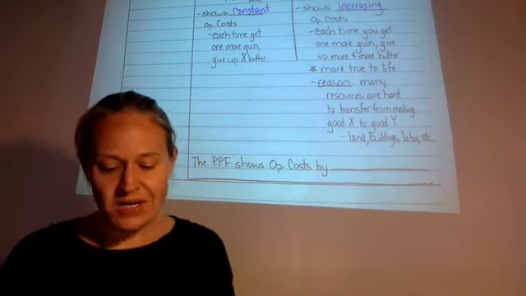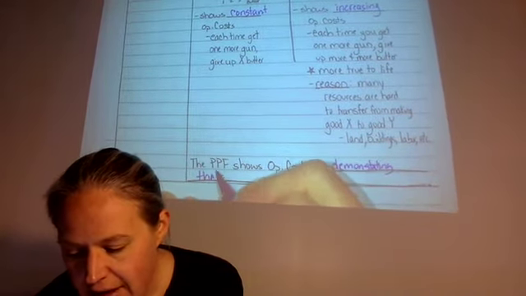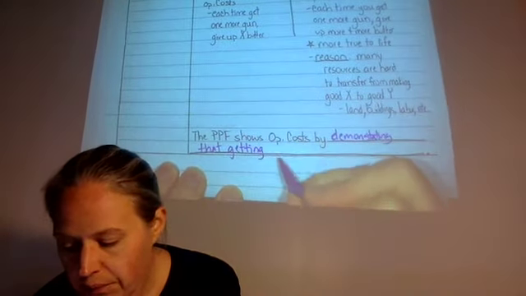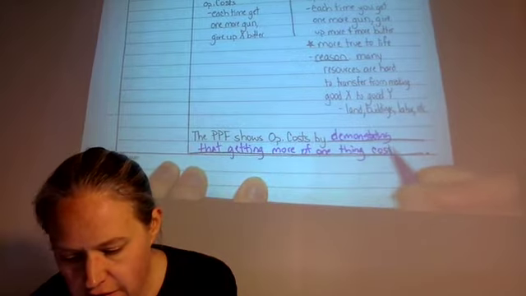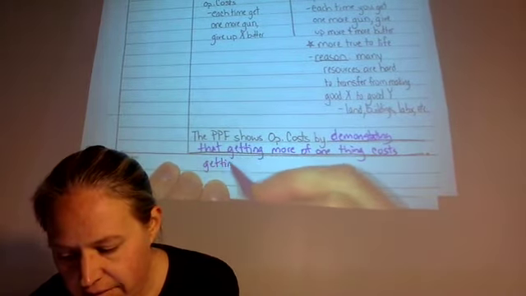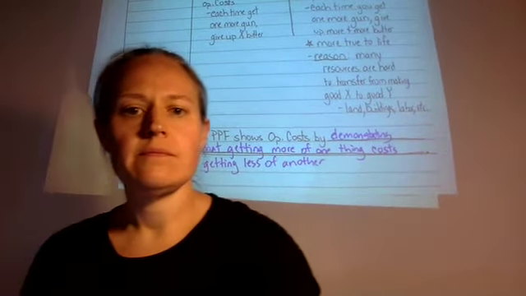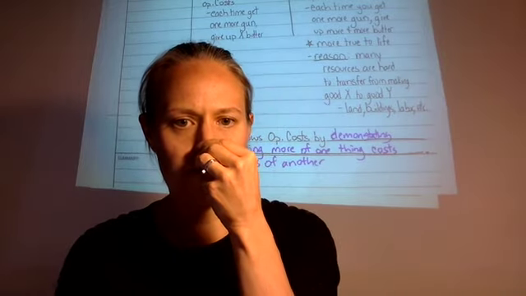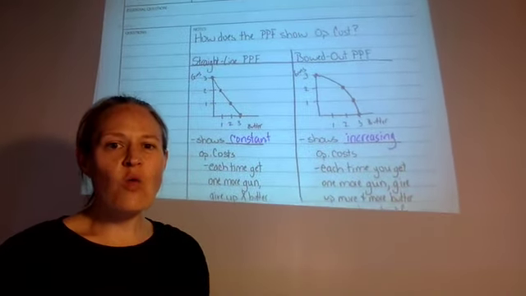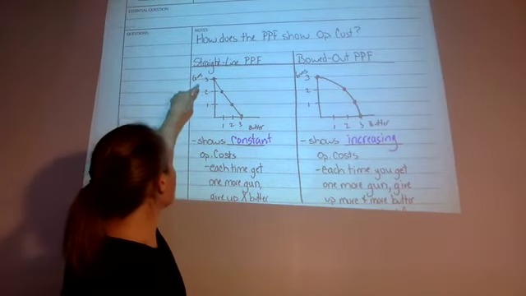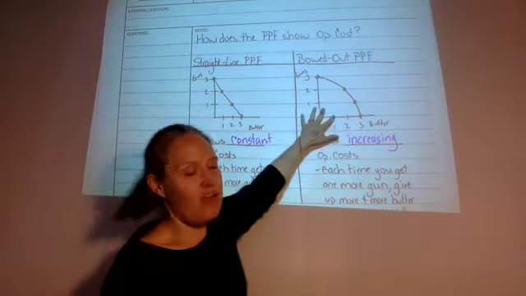So the PPF shows opportunity costs by demonstrating that getting more of one thing costs getting less of another. So we get more of one thing and then we have to get less of another. And if we look at the PPFs, we will see that. If we're on the PPF and I am getting 2 guns and 1 butter, if I want 3 guns, I have to give up butter. And the same thing on the bowed out PPF.